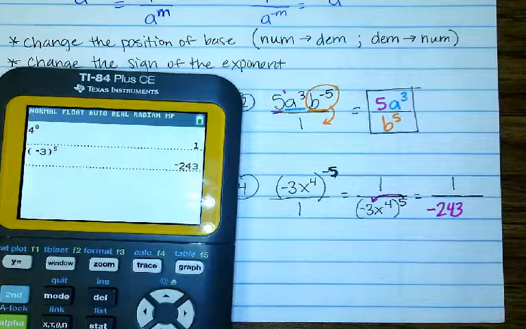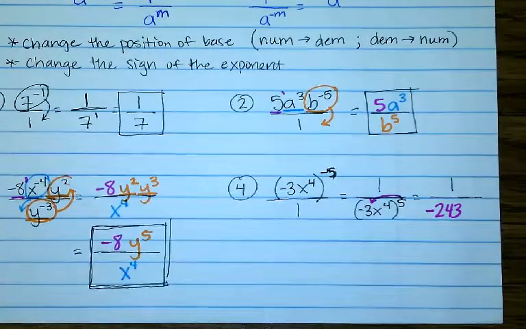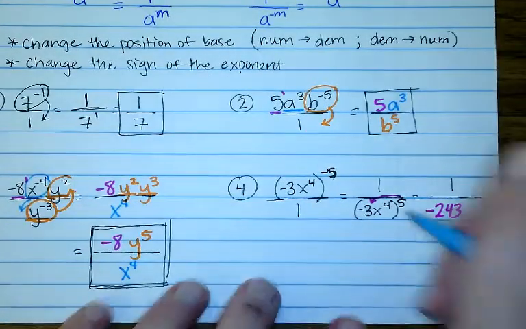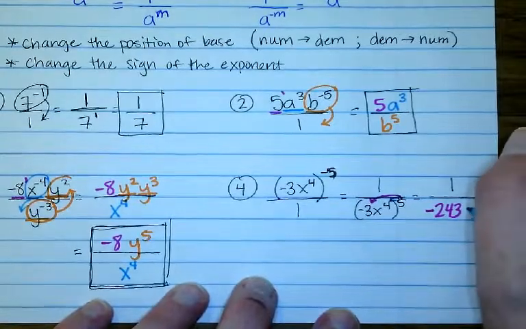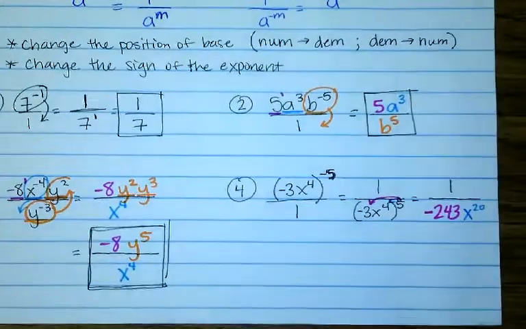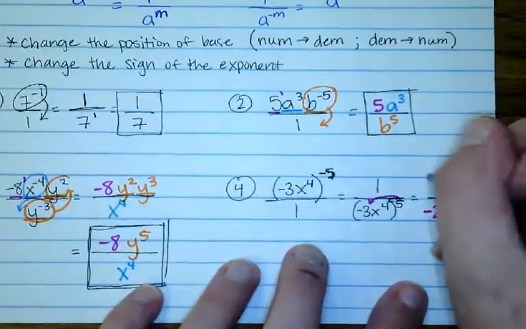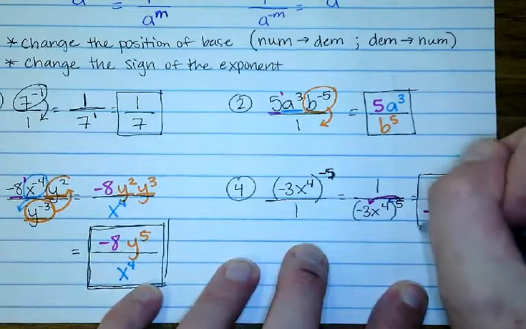And then we have x, 4 times 5 there. That's going to be x to the 20th power. Are you guys comfortable with that? And this right here is our simplified version.